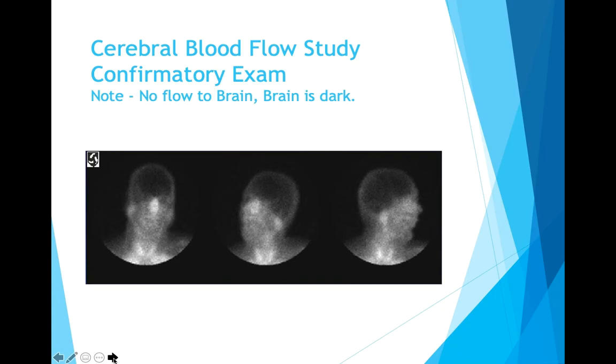So here's the picture of the cerebral blood flow study. They also call it the hot nose sign. If this is the patient's head, here's the brain, which is all dark. All of this that is lit up is the radioisotope. That should be up into the brain if the brain had flow. With this darkened area, you can see that all the flow stops as it goes up, and there's no flow to the brain at all. This is a confirmatory exam, which means that the patient is brain dead.